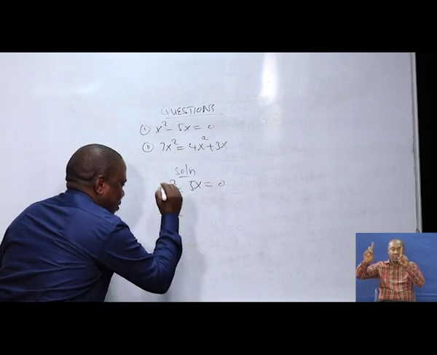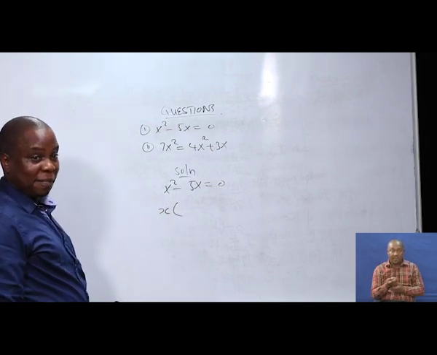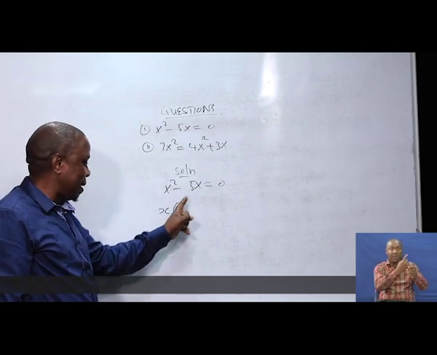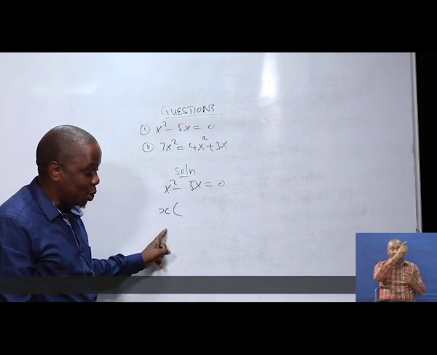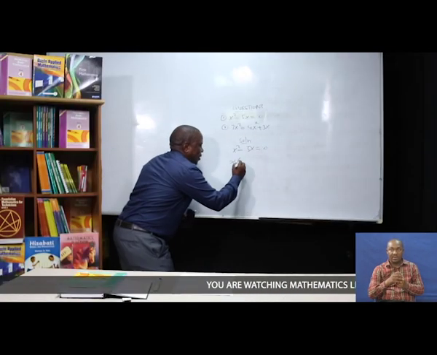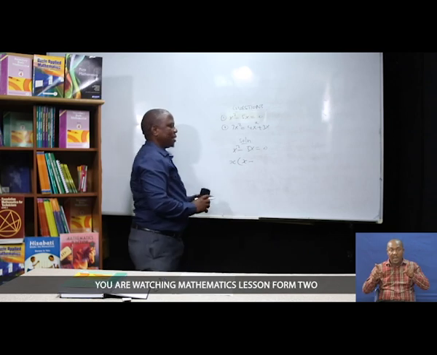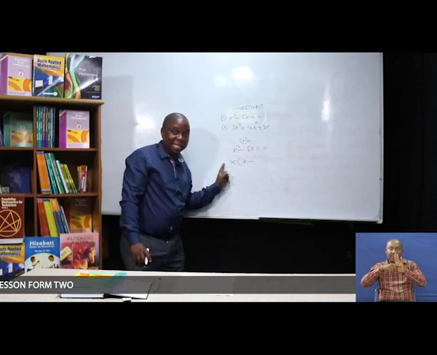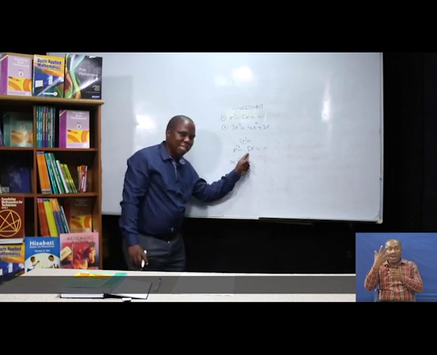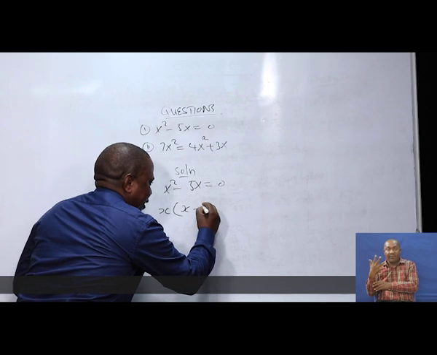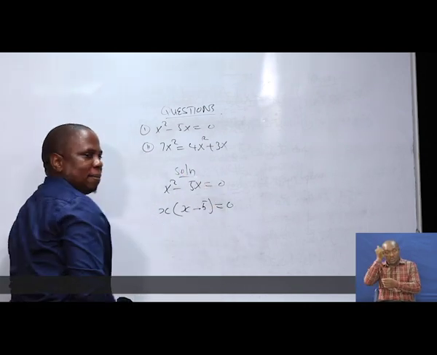Take x out. As I have said, taking x out, don't forget, is the same as dividing each of these by the term you have taken out. So if you divide x squared by x, you remain with x. Write it there. x minus, we have 5x here. We have taken x out. It's the same as dividing this 5x by x. So you remain with the 5 here. This is equal to 0.